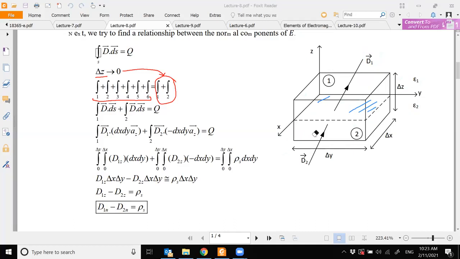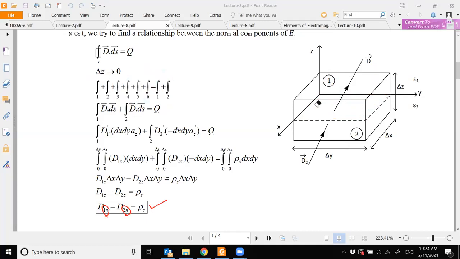Now what is D1z? If we look carefully, is D1z the normal component or the tangential component to the boundary? Yes, it is the z component, right? So this is my boundary, and z is in this direction. So therefore it's a normal component. That's why I'm generalizing here. I'm saying that D1 normal minus D2 normal is equal to rho s.